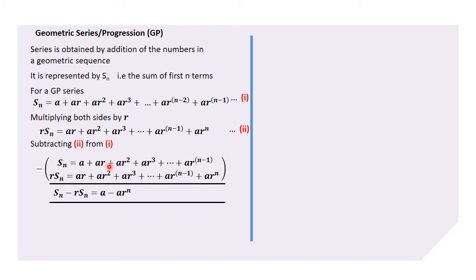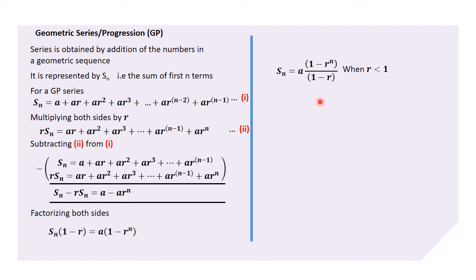The ar will be eliminated by this other one here. Ar squared will be eliminated by this other one here. Ar cubed, this one here, up to the last term here will be eliminated by the second last for the rSn. And therefore, only the first one for Sn and the last one for rSn will remain. And these are the ones here. At this stage, we're going to factorize both sides. Here, the common factor is Sn. After the equal sign, the common factor is a, and so factorizing that out to get this one here, and divide both sides by 1 minus r, which will give us this particular formula.